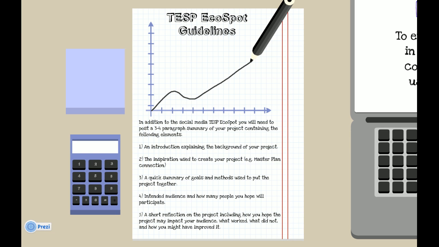Fourth, tell us about your intended audience and how many people you hope will participate or simply view or interact with your EcoSpot. And number 5, just a short reflection on how the project went, including how you think it'll impact your audience, what worked, what did not, and how you might have improved it or how you intend on improving it.